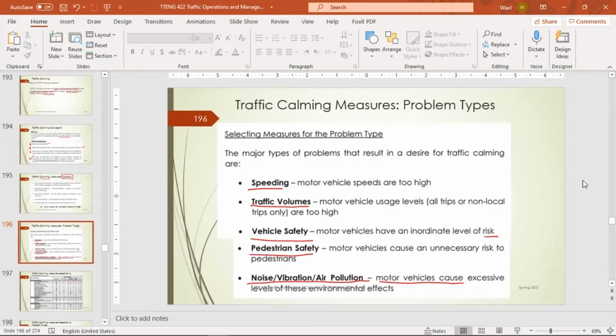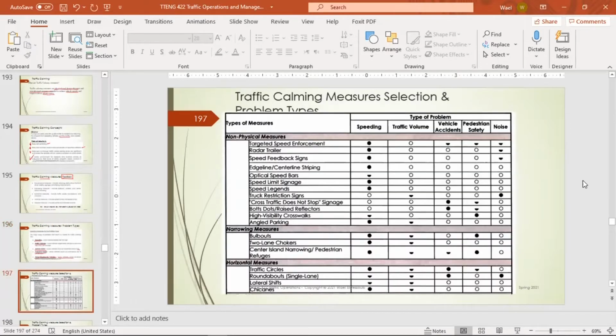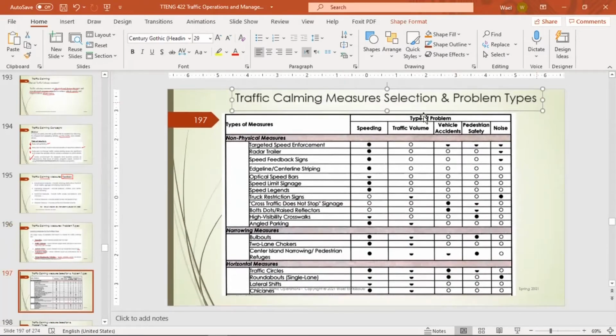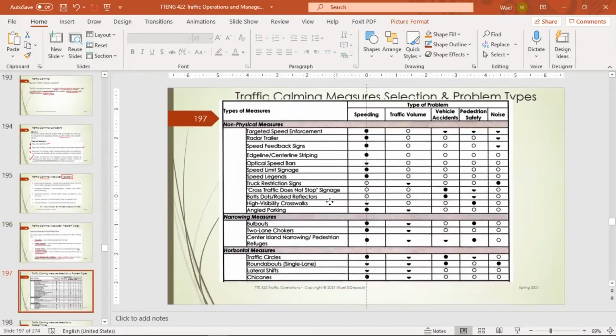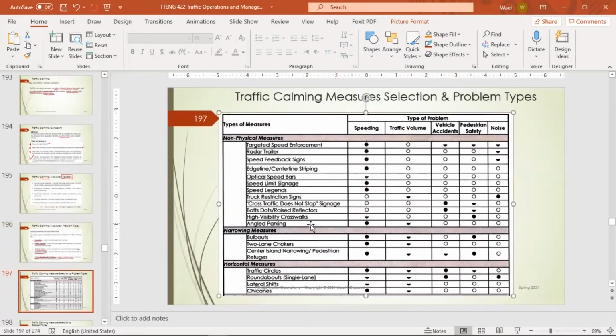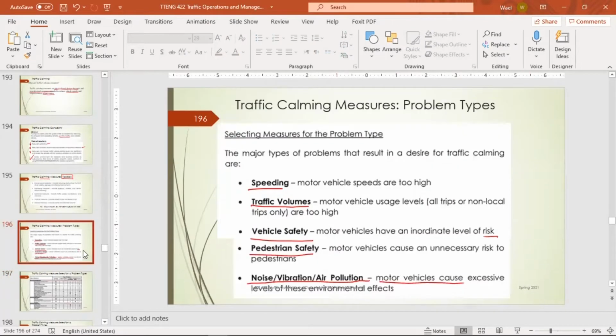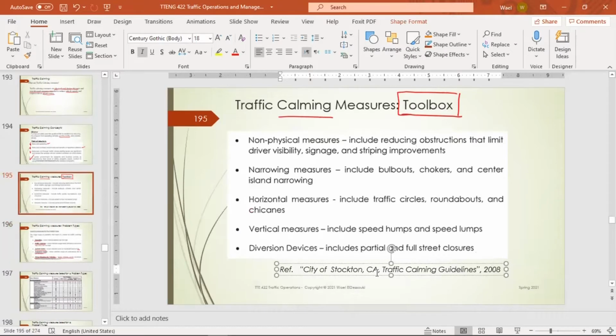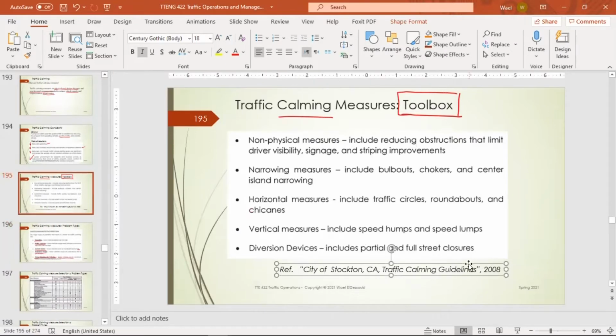So for each of these, here are tables that we got from the City of Stockton, California, traffic calming guidelines. If you need this reference, I can provide it to you for further information.